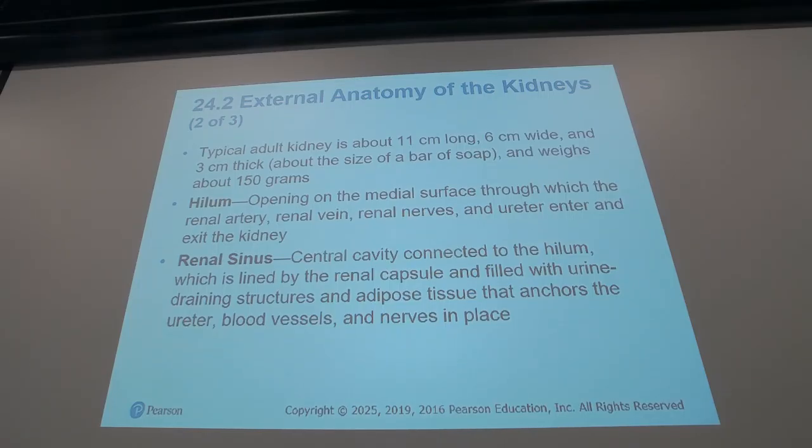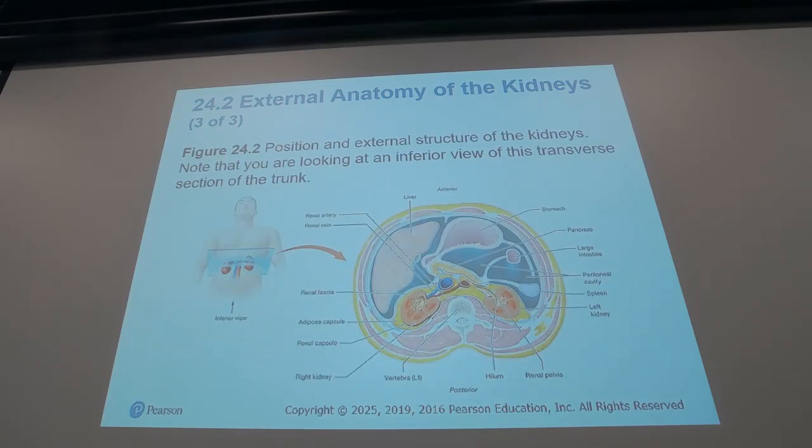Now, in the hilum, we have a specific region that is called the sinus, which is the central cavity that is lined with the renal capsule and the ureter specifically. And now, this adipose tissue that we have within this region anchors the ureter, the blood vessels, and the nerves as well into their area in the hilum.